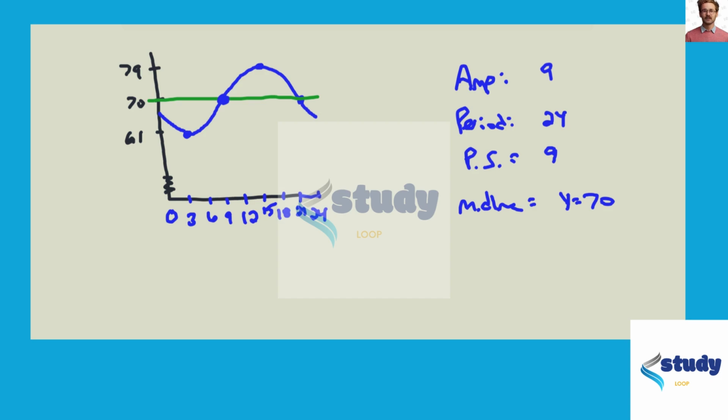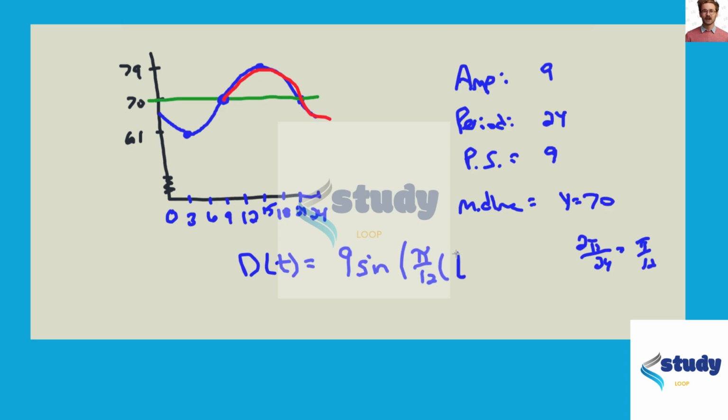So now we can say that our function d of t would be equal to, if this is going to be a positive sine function, then just 9 sine of, the period is normally 2 pi, but it's now 24, so we need to scale by pi over 12. Pi over 12 times t minus 9, plus 70.